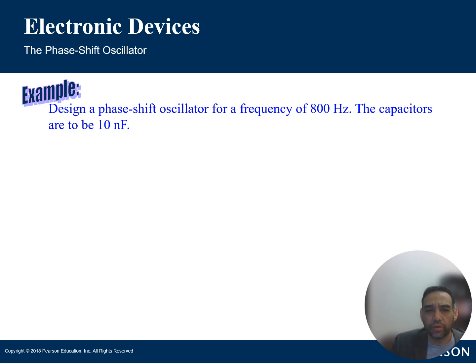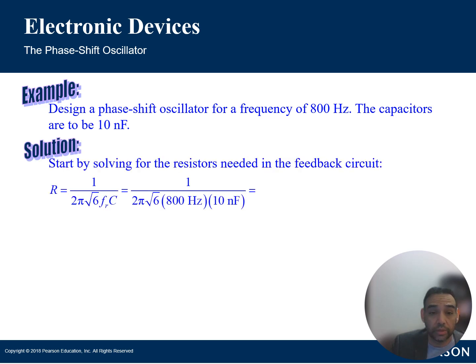Design a phase shift oscillator for a frequency of 800 Hertz. The capacitors are to be 10 nanofarads. So solving for the resistors needed in the feedback circuit, we can rearrange the equation algebraically to solve for R. R is equal to 1 over 2 pi square root of 6 times F times C. And so we plug in the numbers. We can say plug and chug.